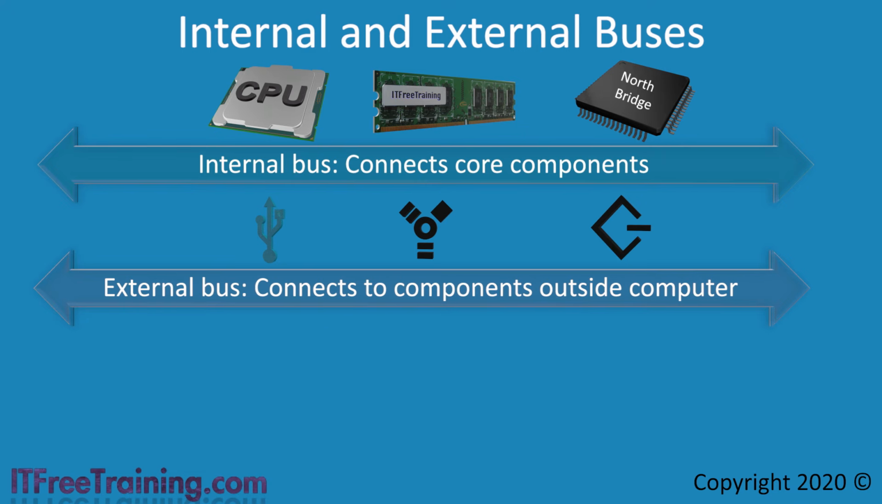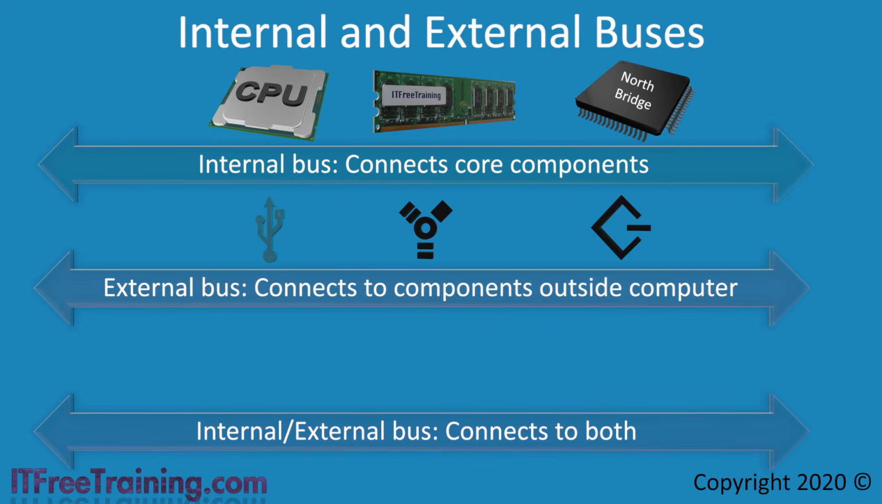SCSI can be used to connect devices outside a computer, however, it can also be used to connect devices inside the computer. Some buses can be both internal and external. An example of this is PCI Express. PCI Express can be used internally in a computer and also can be used to connect devices external to the computer.